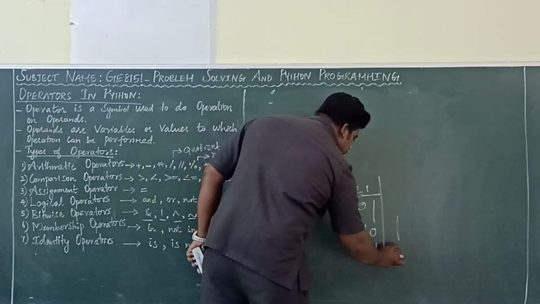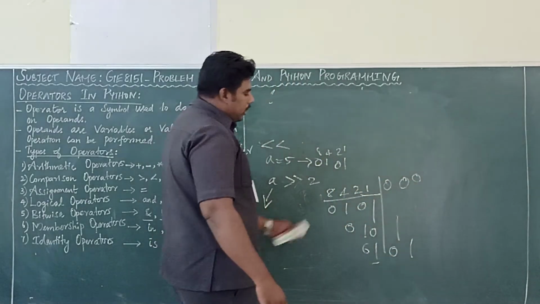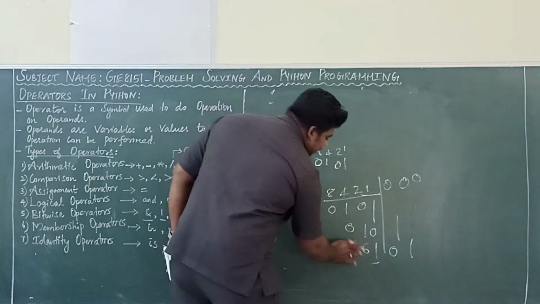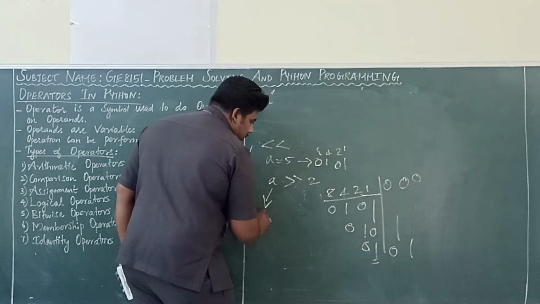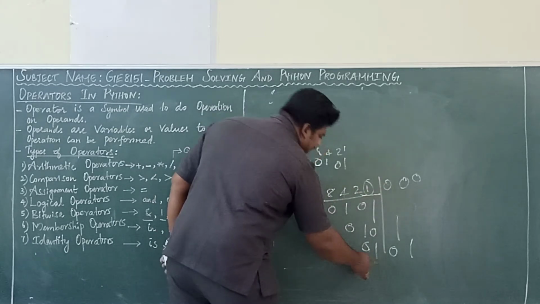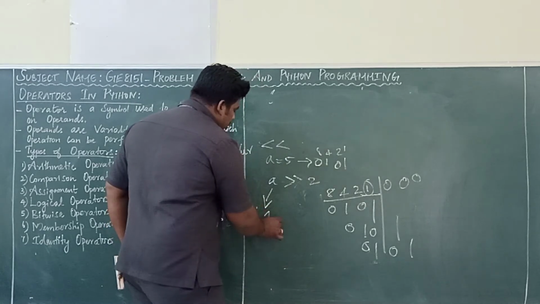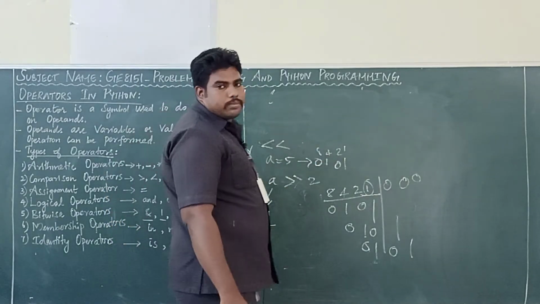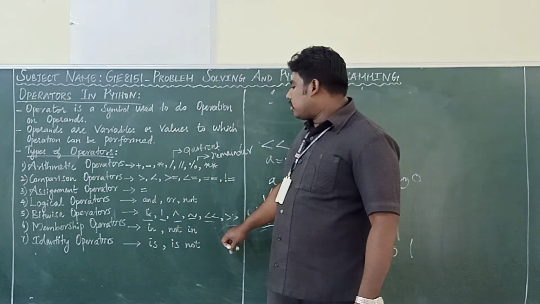0 1 0 1. See here, apart from this side, after that 1 everything is 0. Don't consider that. So what's the answer now? Your output is 1. Why? In the 1 position only you are getting the answer 1. So your answer is 1. That is 5 right shift 2. Okay. So all of you understand the bitwise operators.